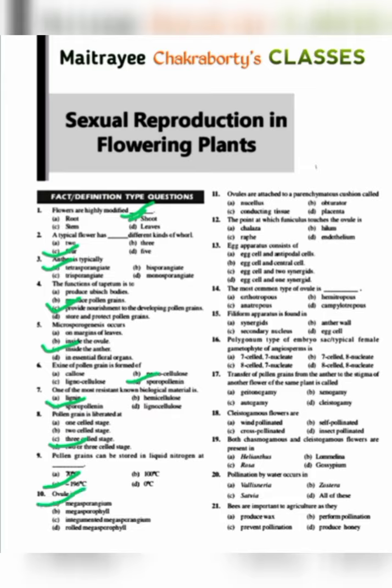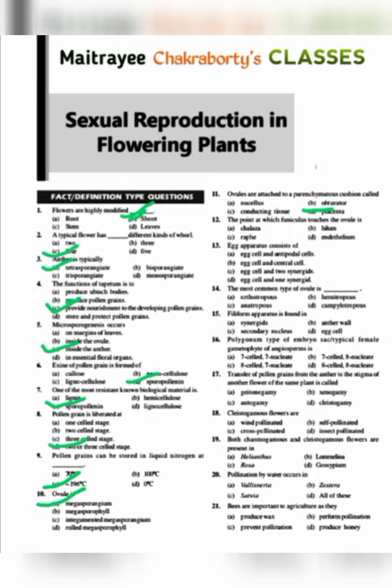Now 11. Ovules are attached to a parenchymatous cushion called A. nucellus, B. obturator, C. conducting tissue, D. placenta. So what do we know about this one? Placenta is the surface of the carpel to which the ovules, that is the potential seeds, are attached. The placenta is usually located in a region corresponding somewhat to the margins of a leaf, but is actually submarginal in position. So the answer to number 11 will be D.